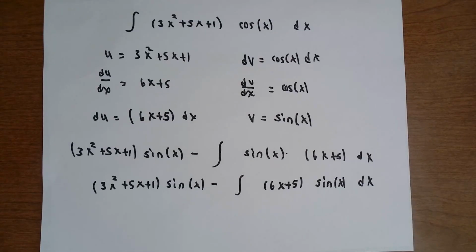Letting u be 3x squared plus 5x plus 1 and dv the rest of it, cosine x dx, getting our hands on du and v is done very similar to how we did before, and the integration by parts formula gives you this. In view of what I'm going to do in a moment, I'm going to write sine x times 6x plus 5 as 6x plus 5 times sine x.